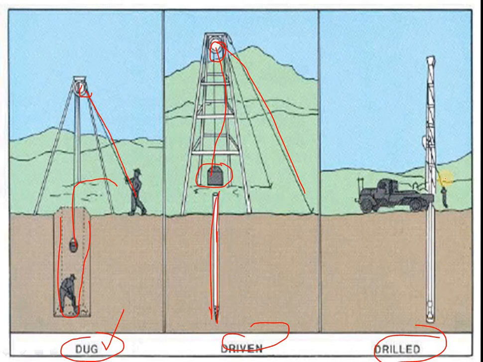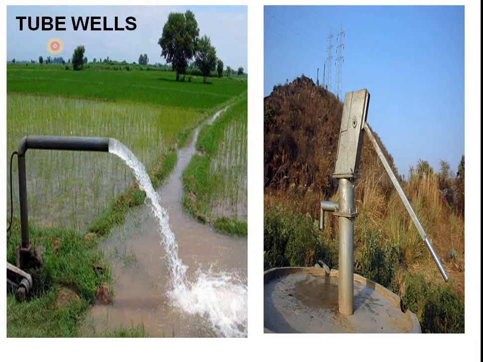And the next one is the drilled well. The drilled well also uses machinery, by keeping heavy machinery which rotates, digs the soil and removes the soil to the outside. So these are the three types of wells. This is a tube well and this is a boring well. These two are also tube wells only, which are made using machinery.